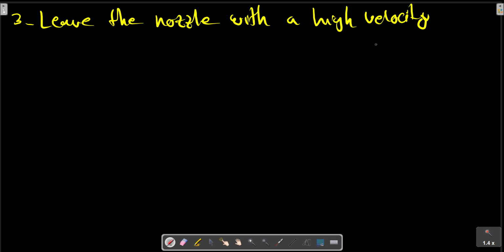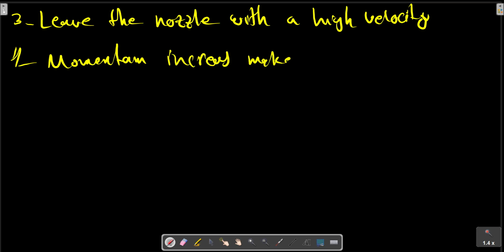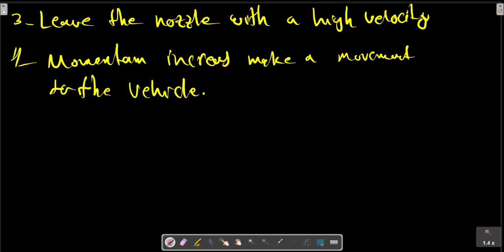The momentum change associated with the increasing velocity gives rise to the forward thrust on the vehicle. Momentum increase makes a movement to the vehicle.